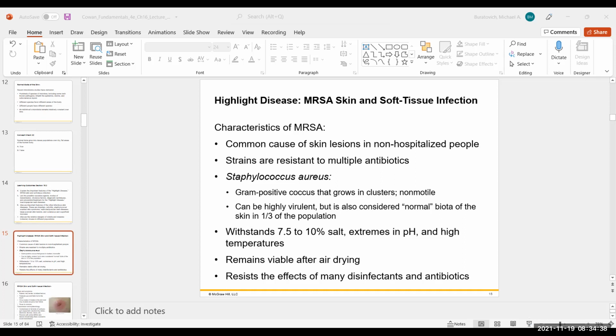All right, next up are the exanthems, the viral exanthems. Let's take a break. We'll come back and look at the viral exanthems.